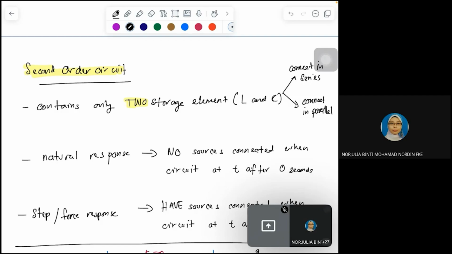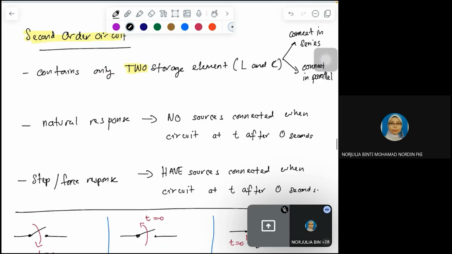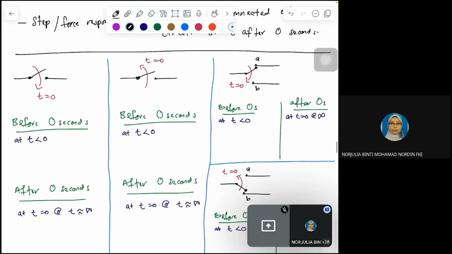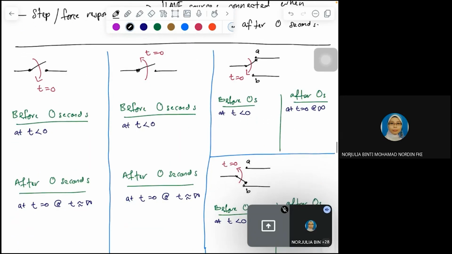And same goes for your first order circuit, this particular second order circuit can fall under natural response or step response. Okay, so for the switch configuration, it's just the same as what we have discussed earlier. So I leave it blank here so that you can do this exercise by yourself, to know whether you understand the switch location or position when it's before 0 or after 0.